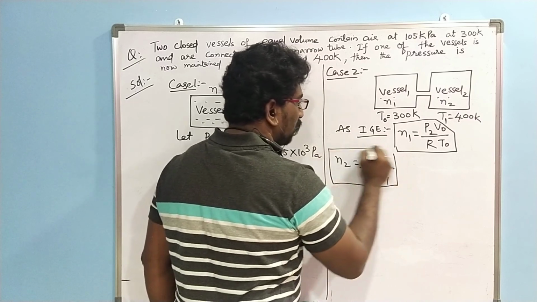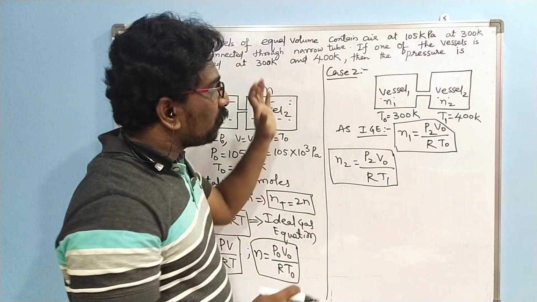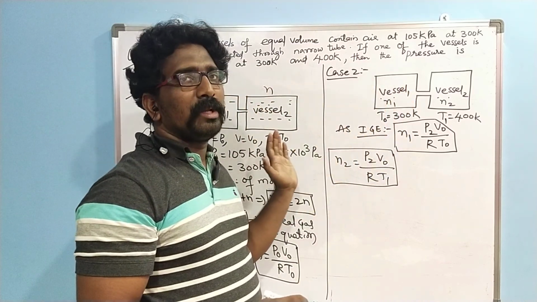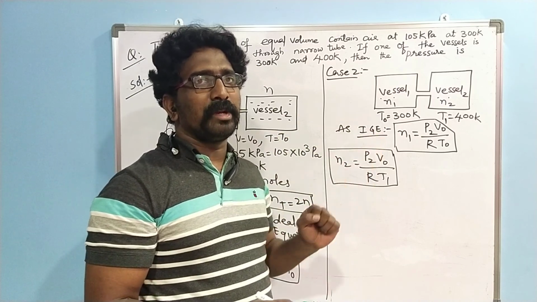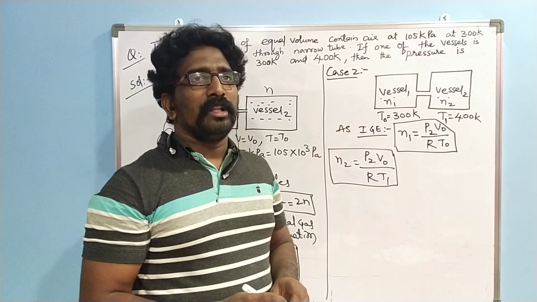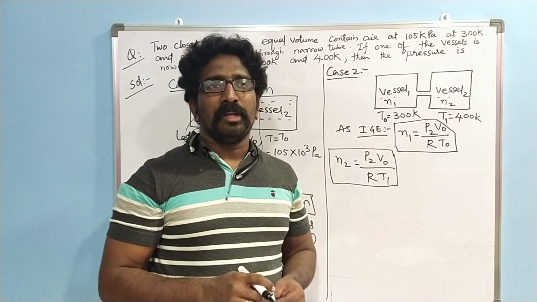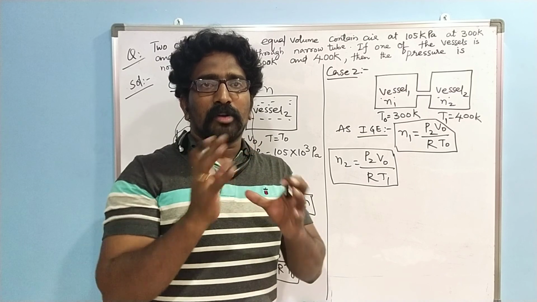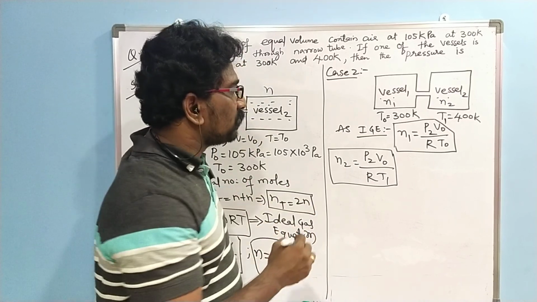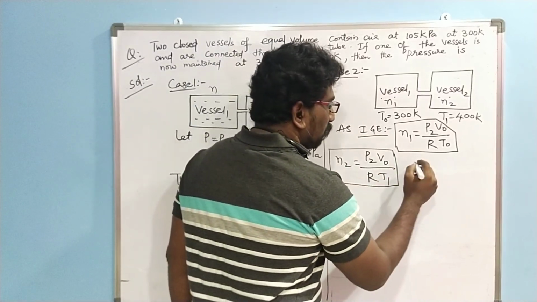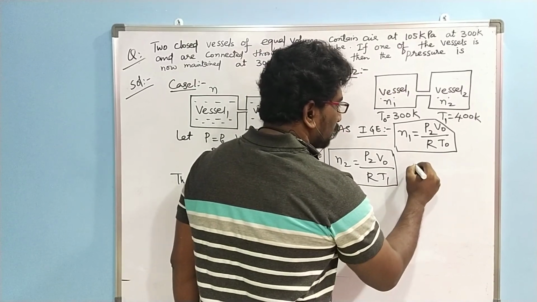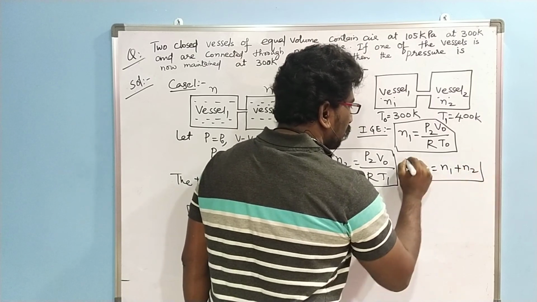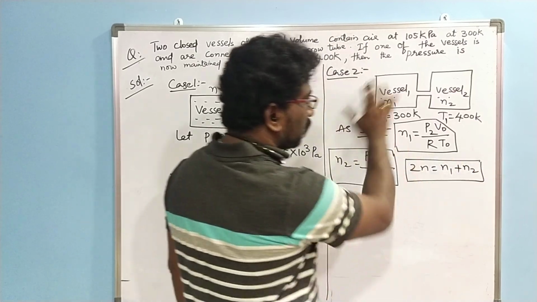Now, since the number of moles will be the same in case 1 and case 2, that is before increasing the temperature and after increasing the temperature with respect to these vessels, the number of moles is going to be conserved. So I can say that the number of moles in case 1, that is 2n, is equal to n1 plus n2.